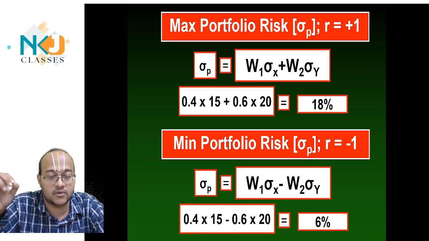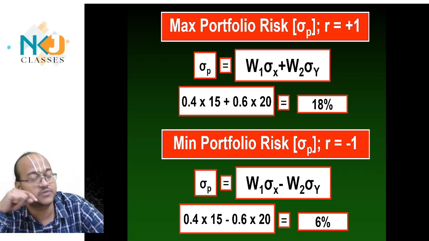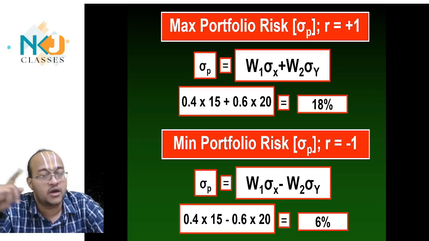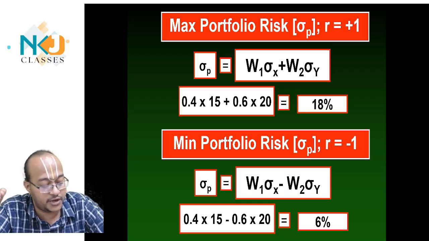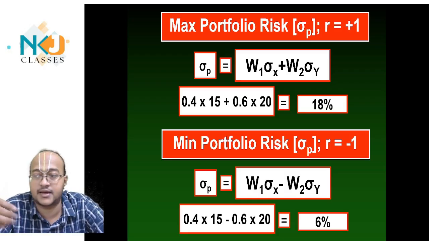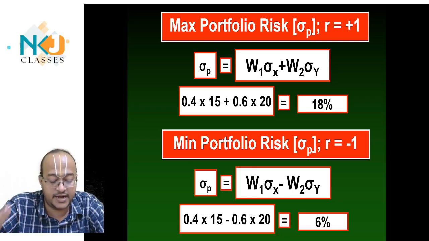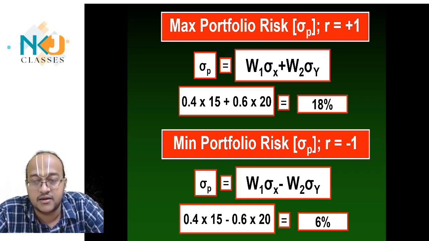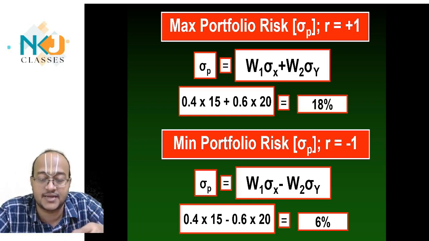Here one doubt will come. Are you all observing? 0.4 into 15 minus 0.6 into 20 is minus 6, not 6. You all have calculators, sir. See here, try that: 0.4 into 15 minus 0.6 into 20. The right hand side number is more than the left hand side number, so ideally I should have put minus 6%. But I only put 6%. We don't need to put the minus. Sign is irrelevant.